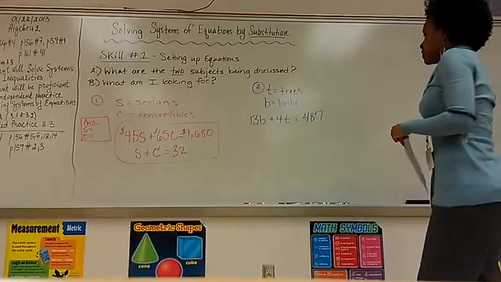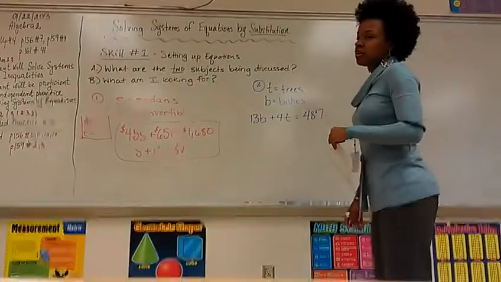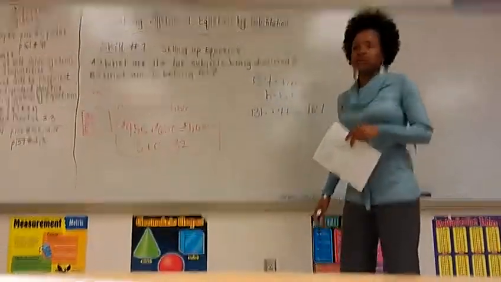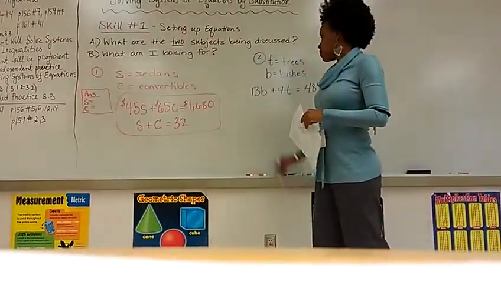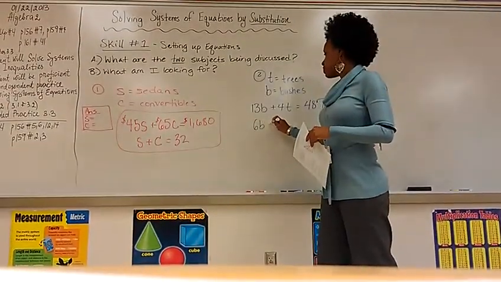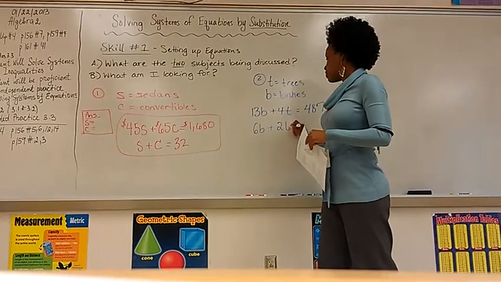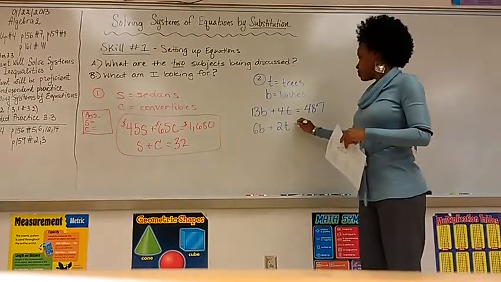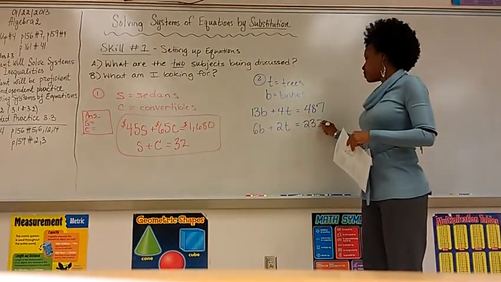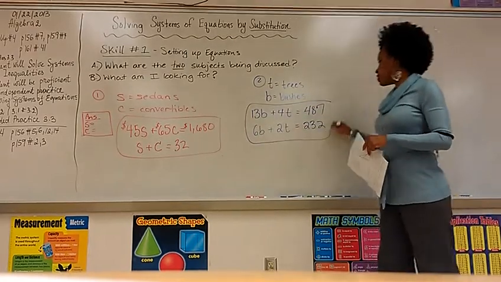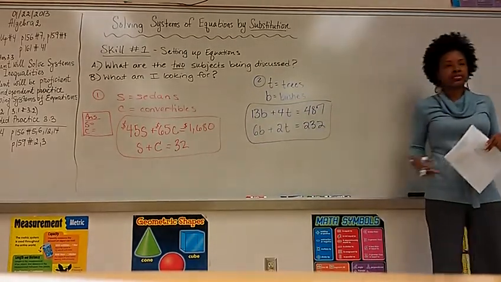Okay? What about the second order? 6 bushes. So what do I write? 6B plus 2C plus 2T equals 232. Good. You get that far, you're done with skill number 1. That's it.